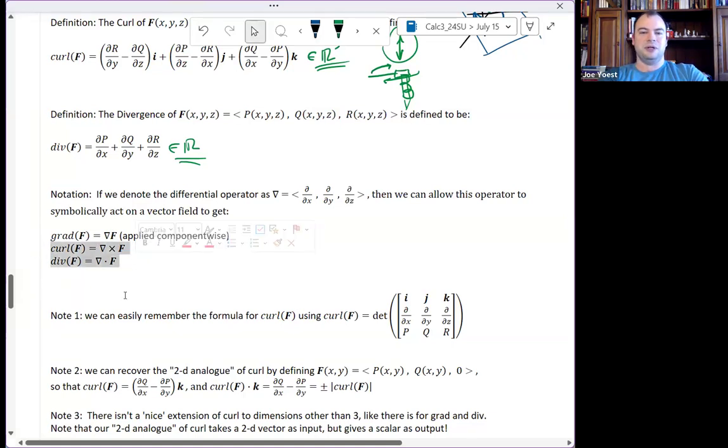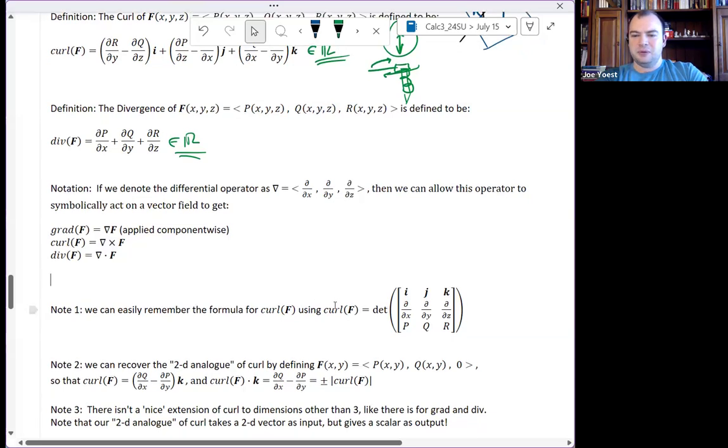But the main things that we want to look at are these two that we've introduced here. Curl f, the curl of a vector field, turns out to be, if we think of this as a vector and our field is defined by a vector, we can take this vector cross f. What do we mean by that when we say something like that?